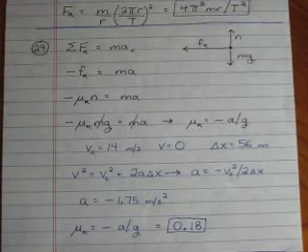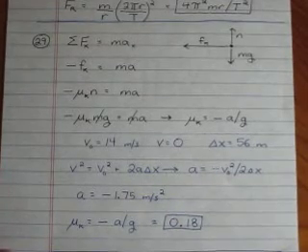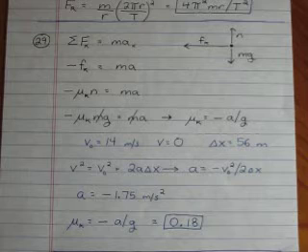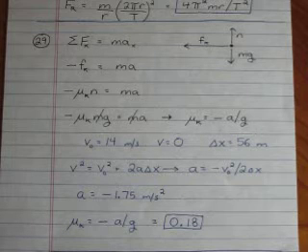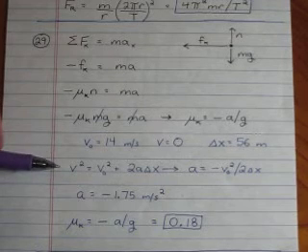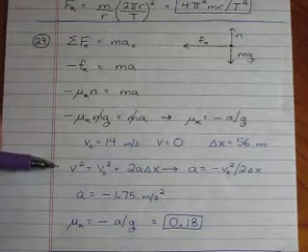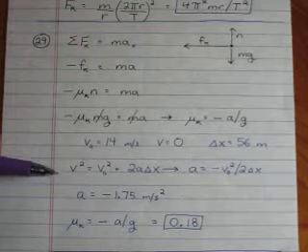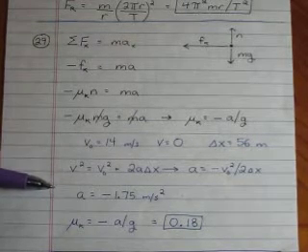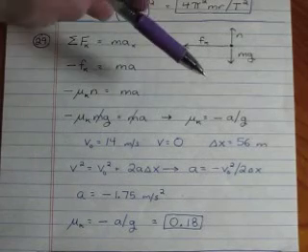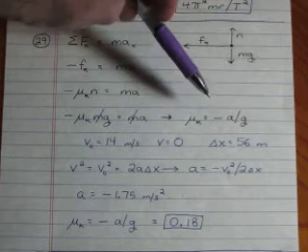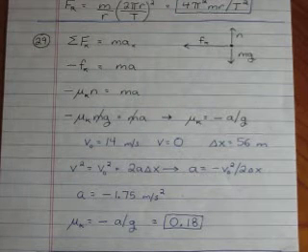So in the blue ink, I've done the kinematics. We have an initial velocity of 14 meters per second, final velocity of 0, displacement of 56 meters, and so we'll use this kinematic equation to find the acceleration. Acceleration is negative v naught squared over 2 delta x, so we get an acceleration of negative 1.75 meters per second squared. Plug that back into the formula for mu sub k that we got up here, negative a over g, and we get mu sub k of 0.18.